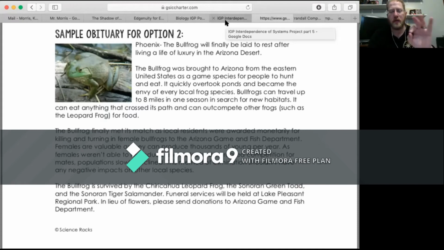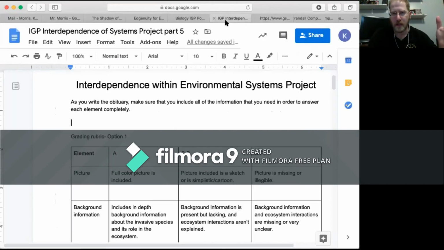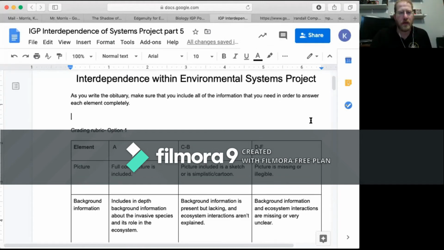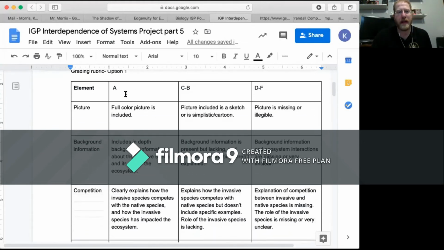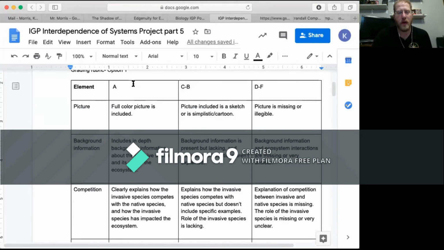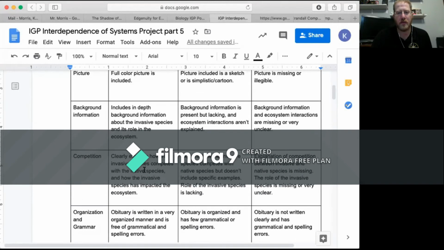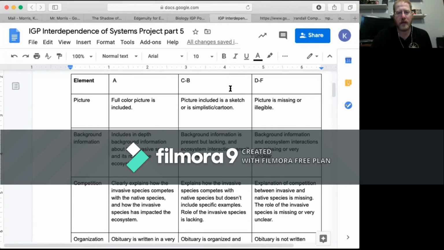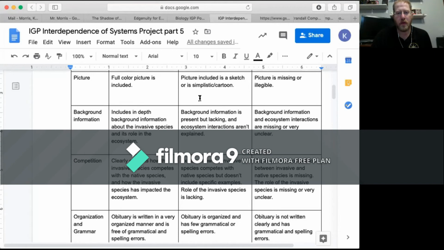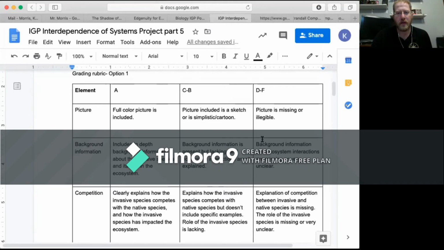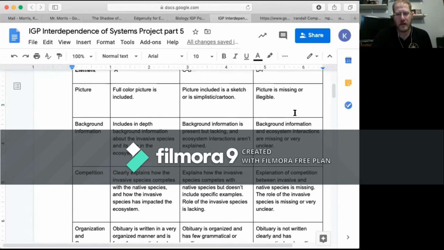So just to show you exactly what it is that we're going to be looking at whenever we are grading this, here is the rubric. For the Interdependence Within Environmental Systems project, in order to get an A, you have to have more boxes ticked off here in the A column than you do in any other column. To get a B or C, you have to have more of these filled in with everything than you do anywhere else. If you don't want to pass, then this is the column as to why. This is to explain it.